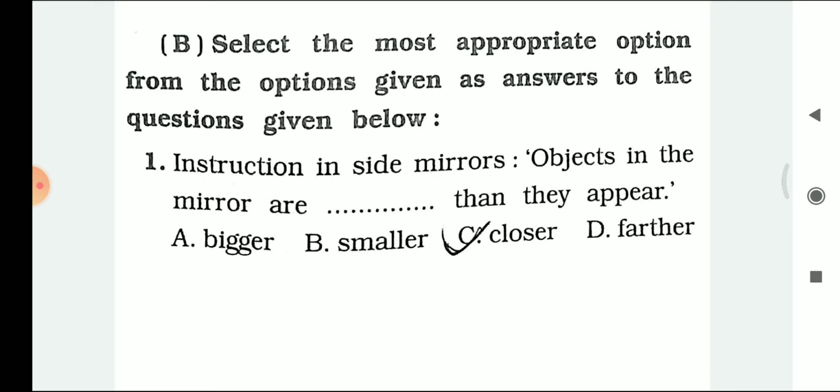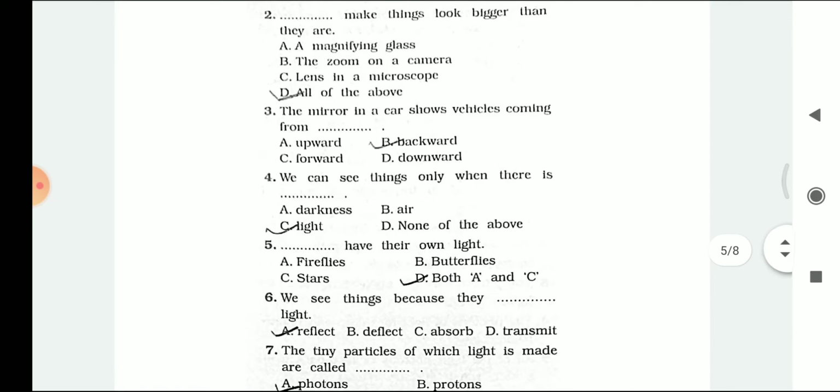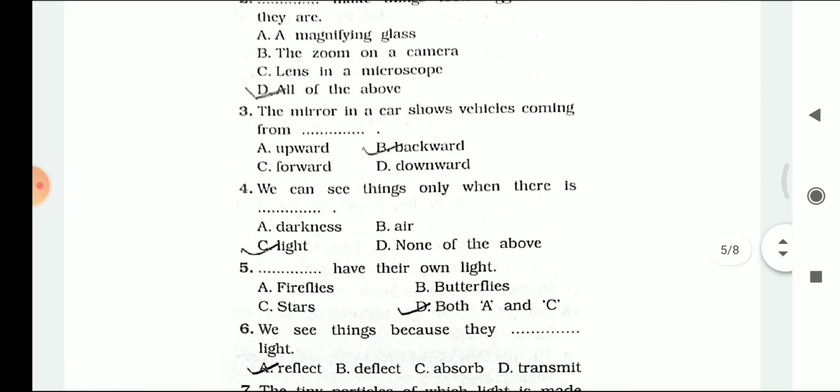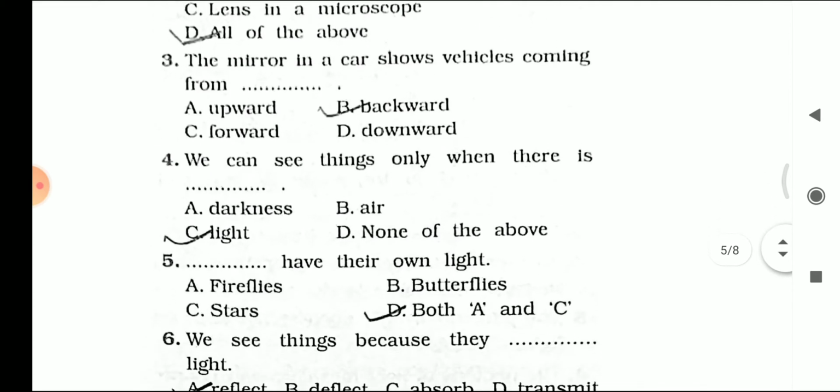The instruction in the side mirrors is, the objects in the mirror are dash than they appear. The options are bigger, smaller, closer and farther. So the correct option is closer. The second one is, dash makes things look bigger than they are. A magnifying lens, the zoom on a camera, lens in the microscope, or all of the above. So our answer to this is all of the above. When we use any of the above mentioned things, the things may look bigger than they actually are.